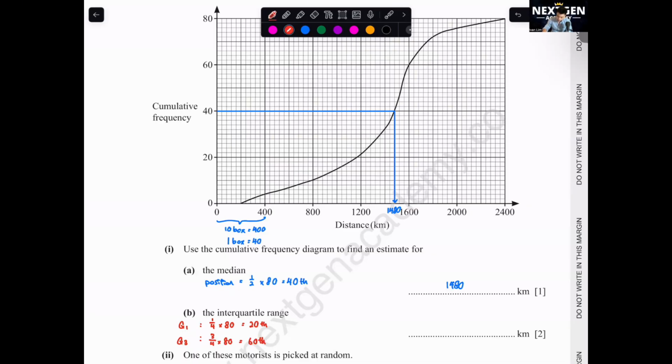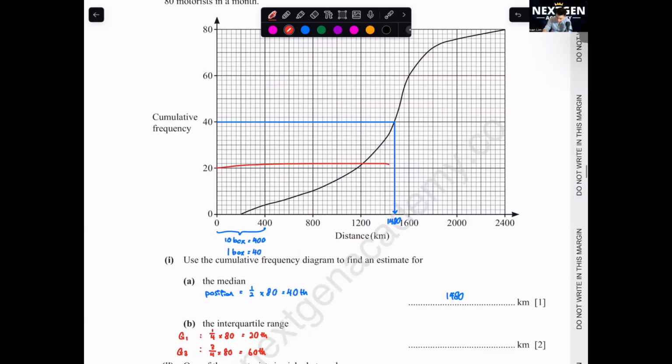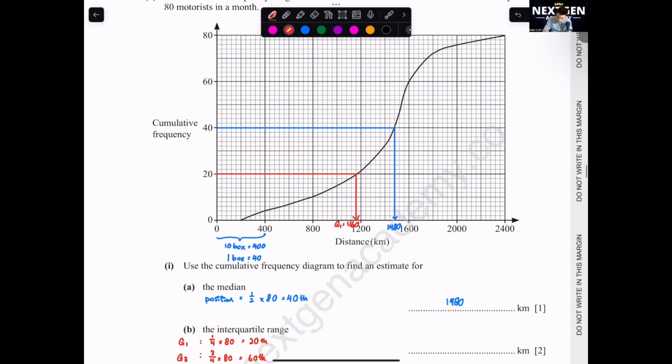Okay, from here, 20th value, this is my Q1. What's this value? 1200 minus 40, which will be 1160. Okay, this is Q1. 60th value, draw across here, go down. 1600, this will be the Q3 value.